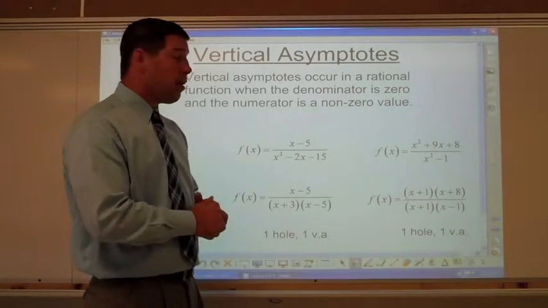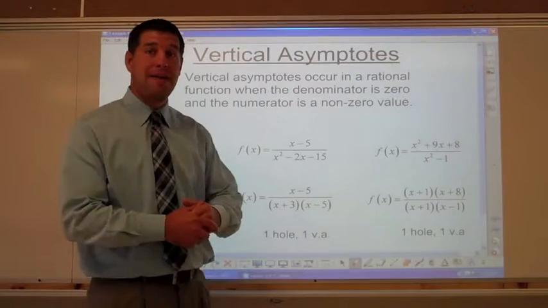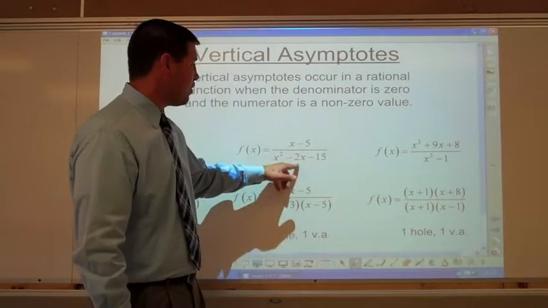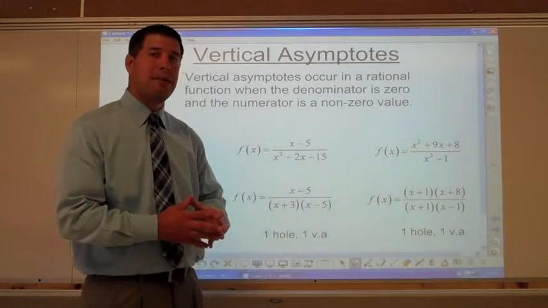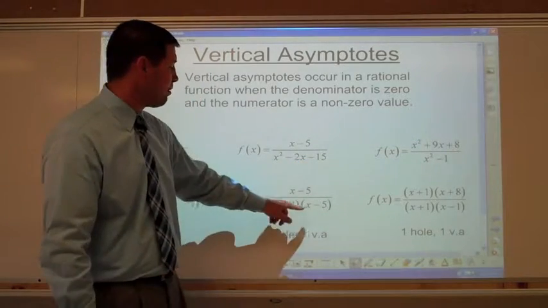Now we go over here to this function. We have x minus 5 as a numerator, x squared minus 2x minus 15 as a denominator. We see this is a trinomial that can be factored. So you factor it into x plus 3, x minus 5.